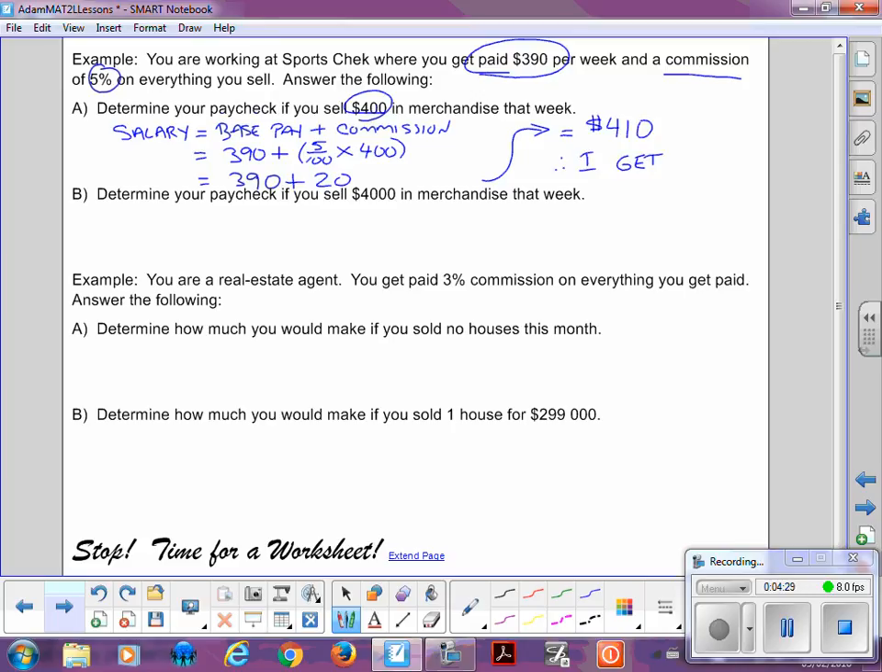All right, I get $410. So you get an extra $20 on your paycheck for selling $400. Now, in a place like Sports Check, that's maybe 3 pairs of shoes. Now, over an entire week, it's quite possible to sell more.